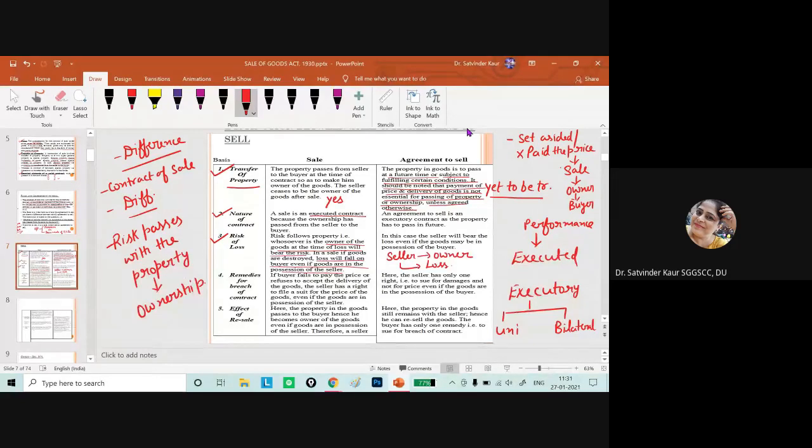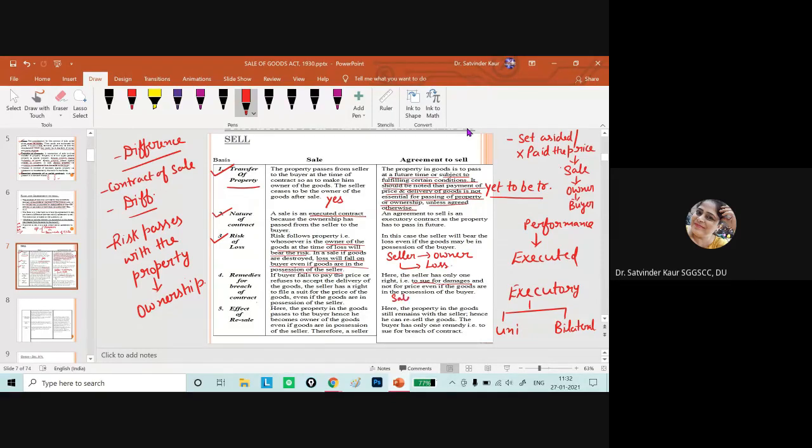Then there come remedies in case of breach of contract. In case of remedies for breach of contract, if it is a sale and the buyer has not paid the price, in this case the seller has the right that he can file a suit for price, or even if the goods are in the possession of the seller, he can demand the price because the ownership has already been transferred. And in case of agreement to sell, ownership has not yet been transferred, so in this case the seller has only one right: if there is some damage or loss to the goods, he can file a case for that.